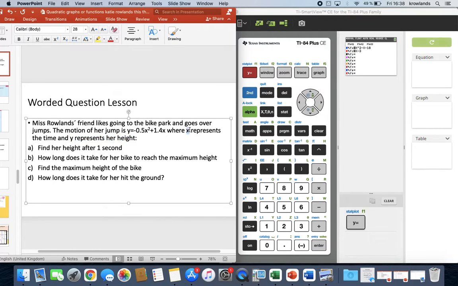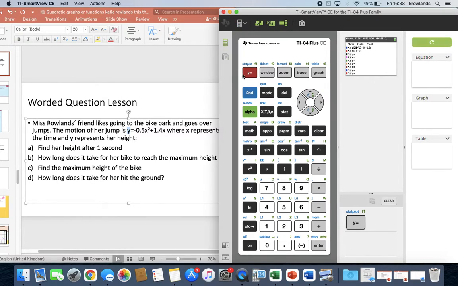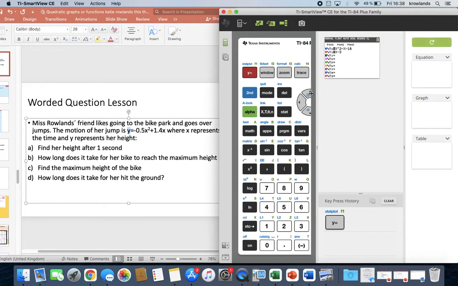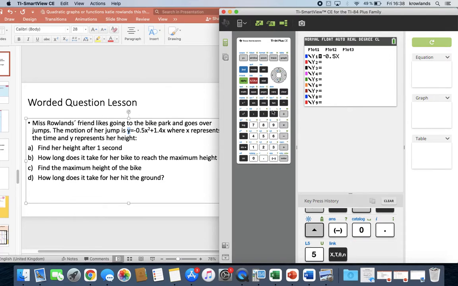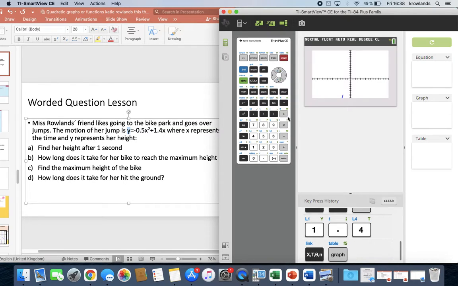The x variable, or the variable in the main part of the equation being manipulated, is the time, and y, normally the letter on its own, is normally the height. So the first thing you do is press the y equals button. We're going to press clear, and clear the second one, and type in this function: minus 0.5x squared plus 1.4x, and then press graph.